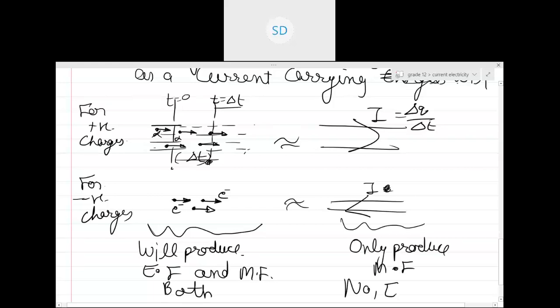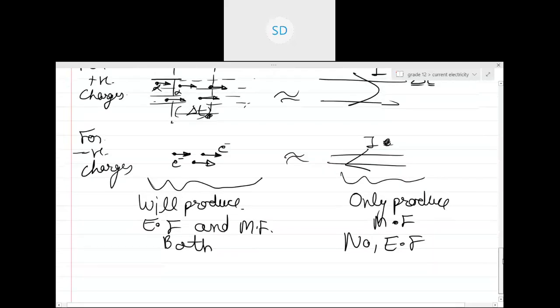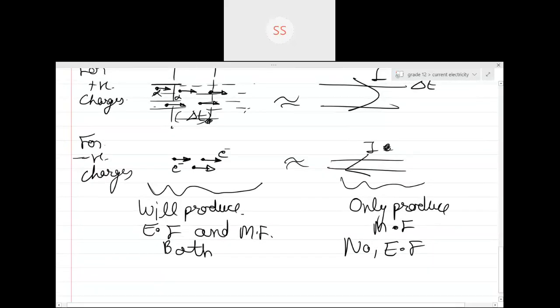Is this clear, guys? So why doesn't it produce an electric field then? There will be a reason for this, I'll tell you. Don't worry.